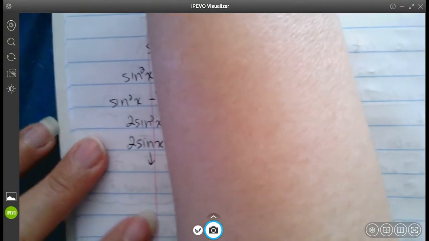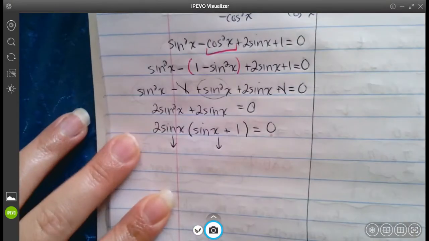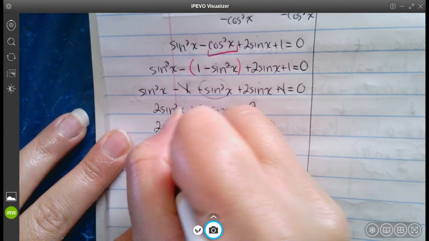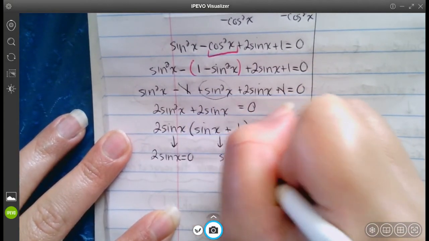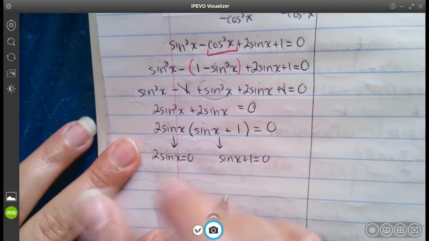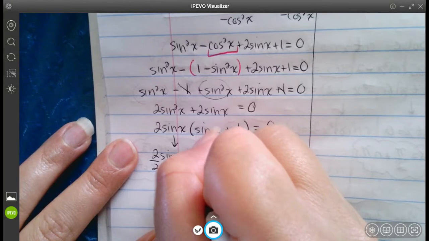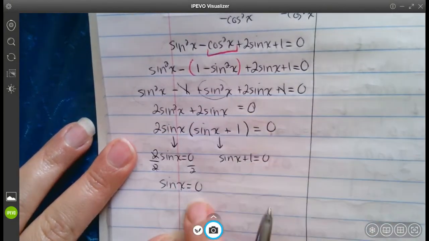So that is what we're going to do. I'm trying to get this to not move around so much. So this would be 2 sine of x is equal to 0. This one would be sine of x plus 1 is equal to 0. The first one, you can kind of tell what it's going to be, because if you divide both sides by 2, we get sine of x is equal to 0.